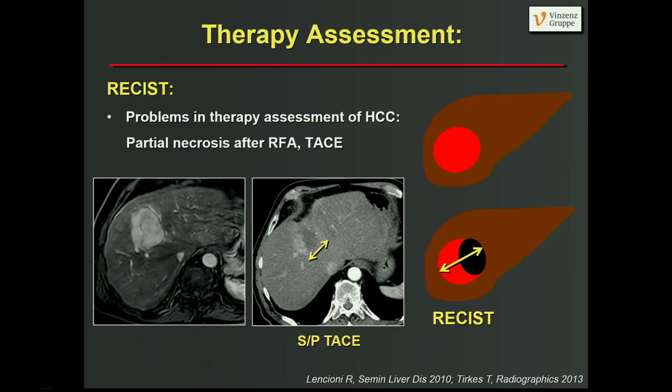How can we assess our therapy? You've heard a little bit about RECIST and mRECIST yesterday. With RECIST, basically you have trouble in assessing HCC, because with RECIST, everything is about measuring a lesion, and you do not take into account whether this lesion you see is hypervascular or it's just an avascular defect.